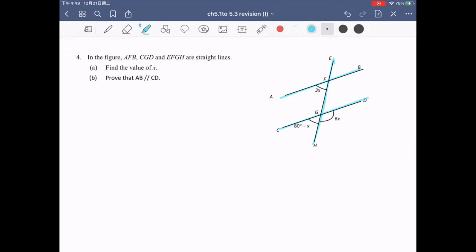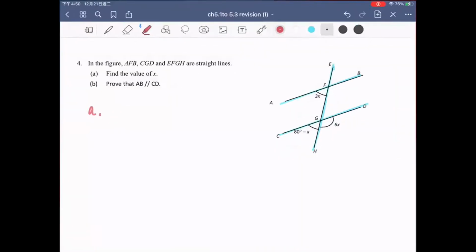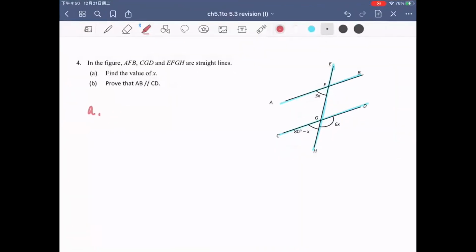For X, that's easy again, right? We want to find X. Because CGD is a straight line, we can say 80 degrees minus X plus 6X is 180 degrees.